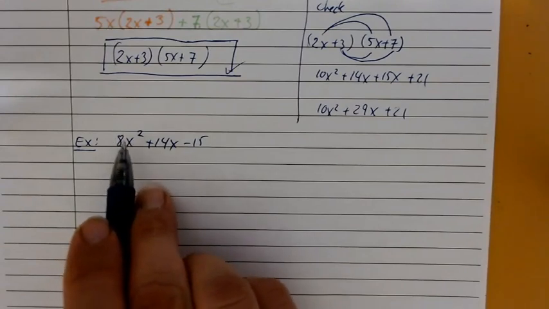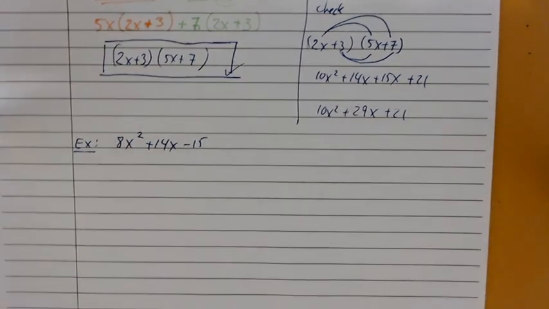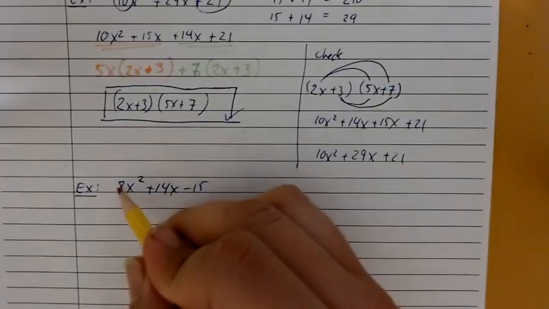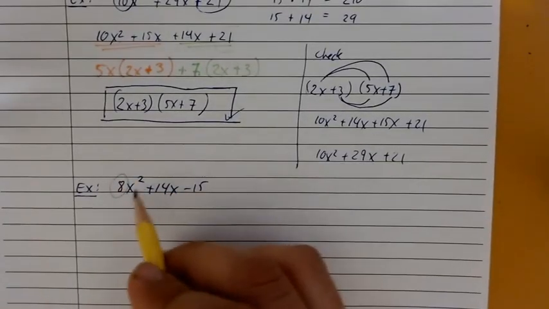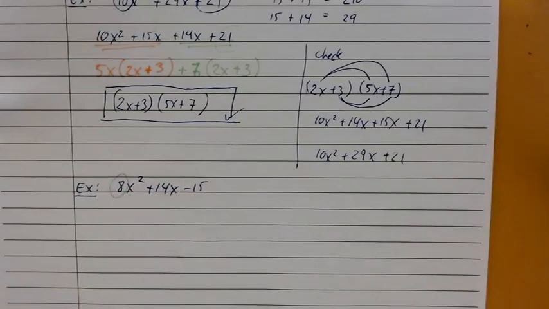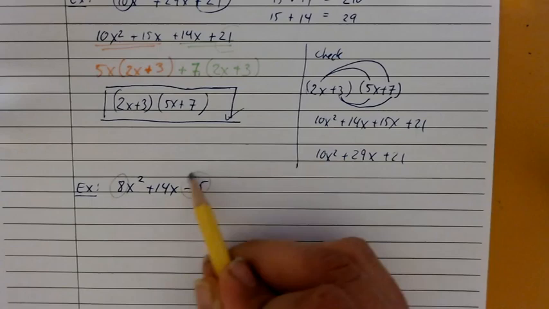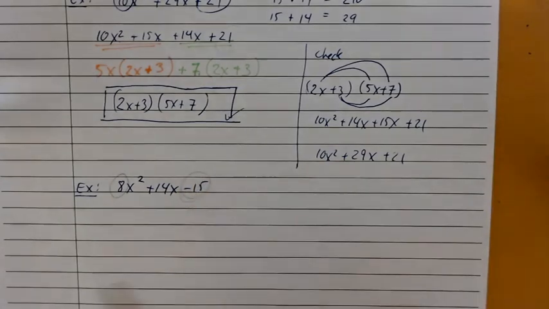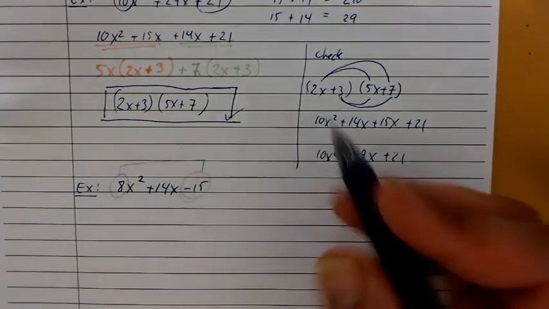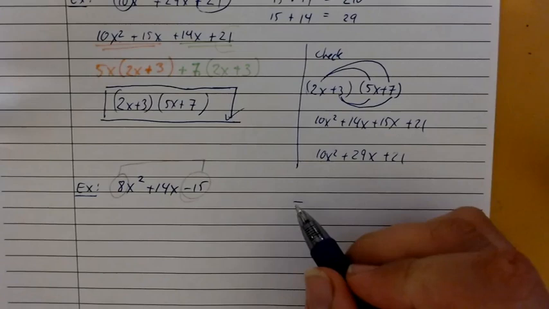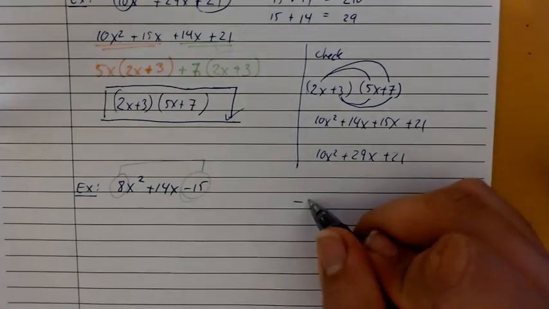It's got a number in the front, so we can't use the product sum method. We're going to use the AC method. The first step is to take this first number, the 8, not the variables, just the coefficient, and multiply that coefficient by the constant out here. Notice that's including the negative. So 8 times negative 15, that's negative 120.